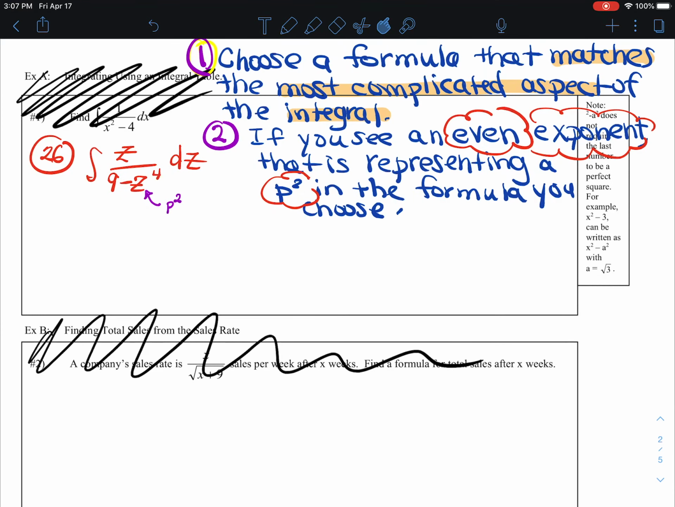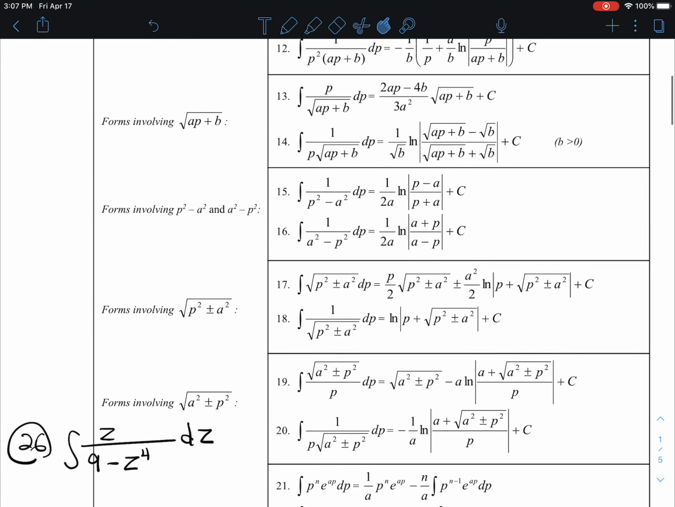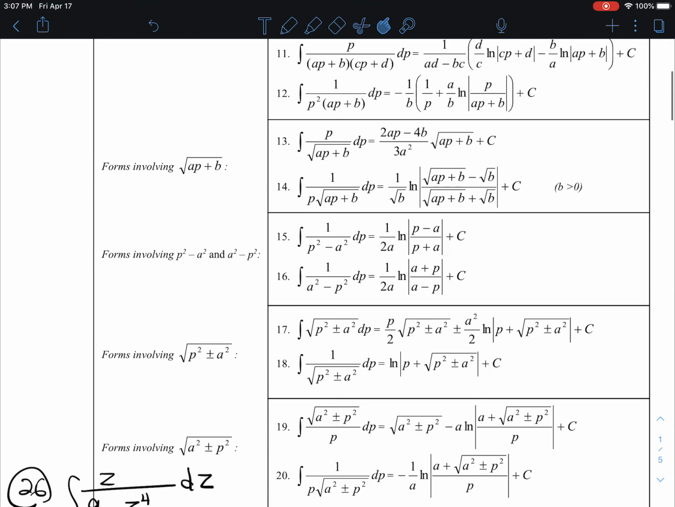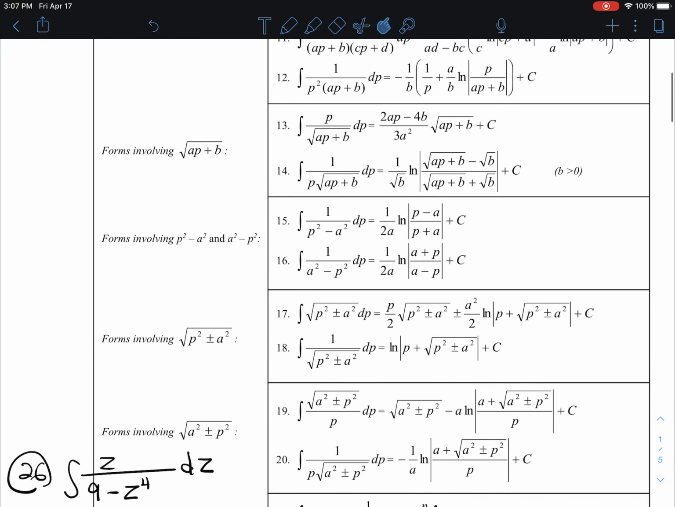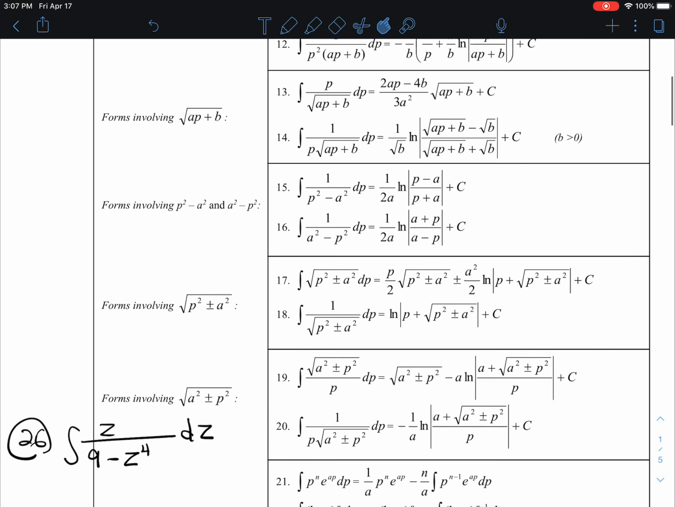Okay, so let's take a look and see if we can find a formula that's going to match that. And I wrote our problem 26 off to the side so we could see it as we were glancing at these formulas. I want something that has a p squared in the denominator, maybe an a squared in front of it. As you glance through, it really feels like maybe formula 16 is a good choice. See how that has an a squared minus p squared at the bottom.